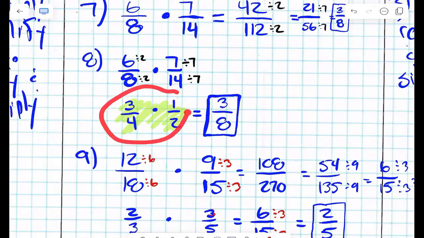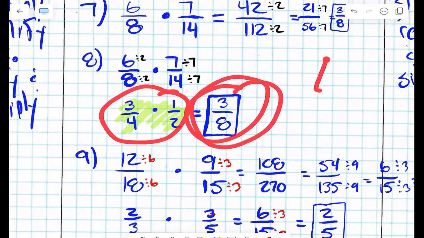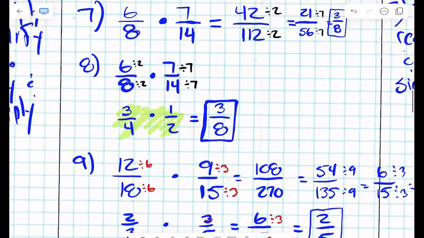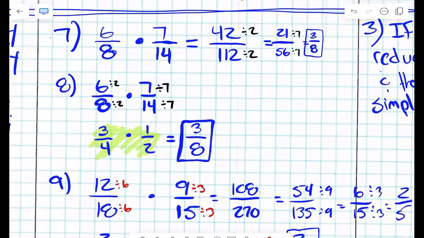When you multiply these 2 fractions together, did we get the same final answer as above? Which one involved less steps? Problem 7 or problem 8? 8. Which one involved less big numbers? Problem 7 or problem 8? 8. We good?